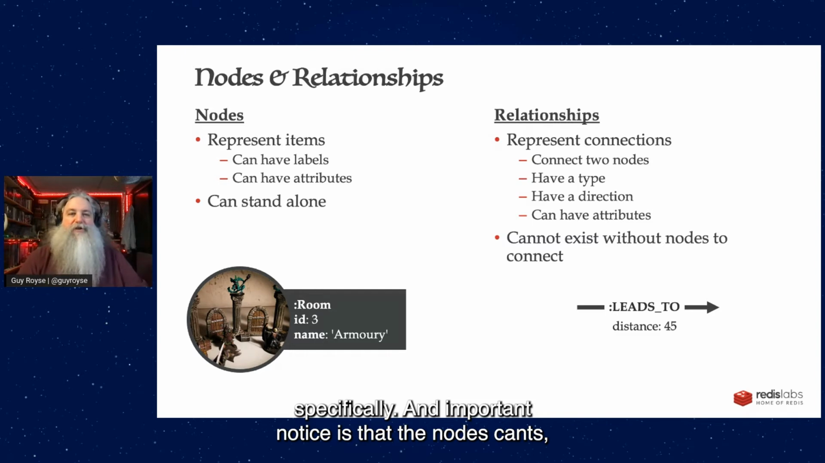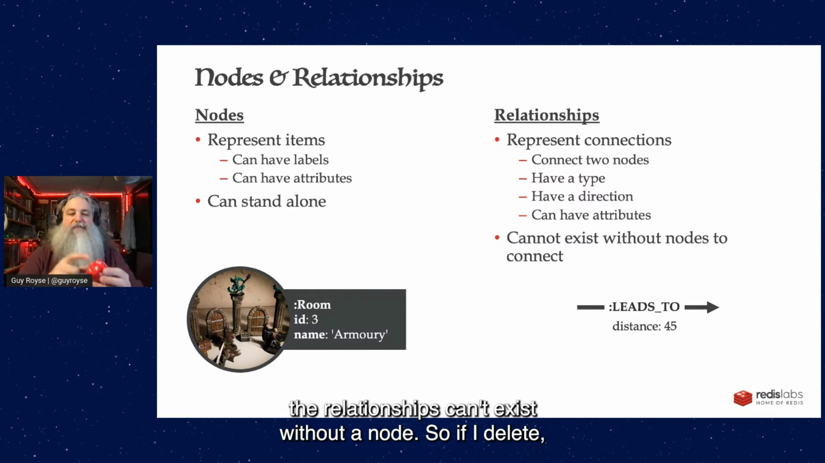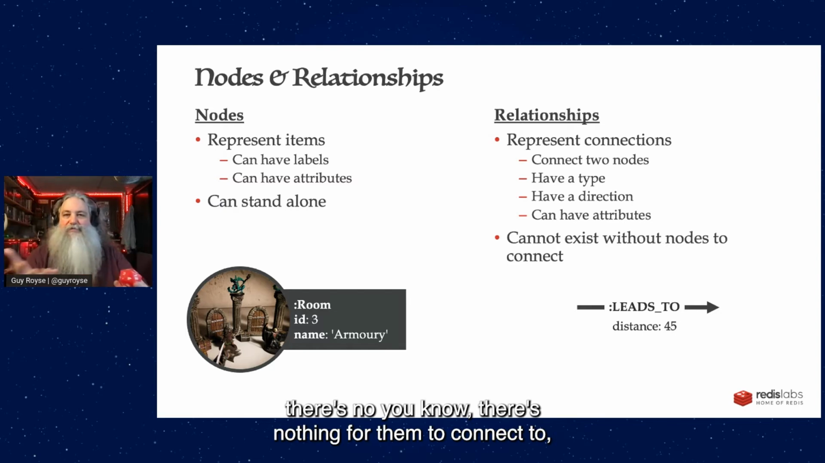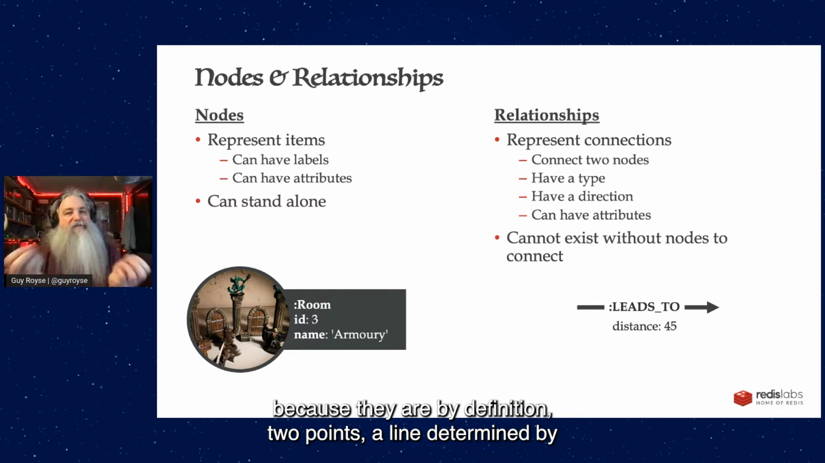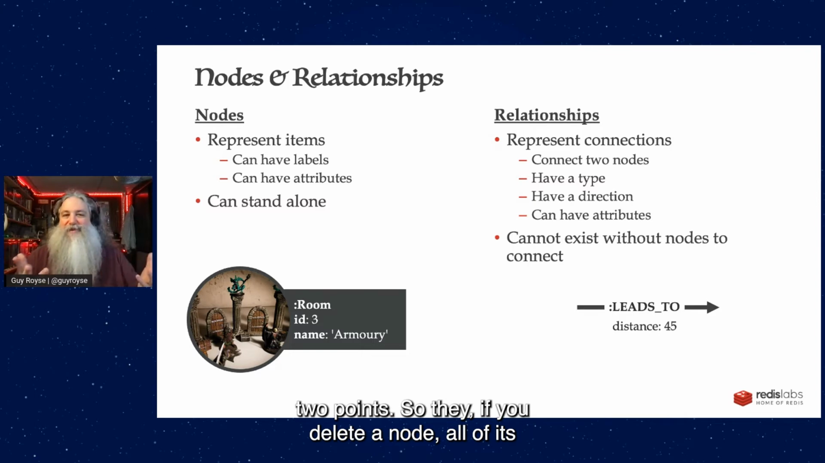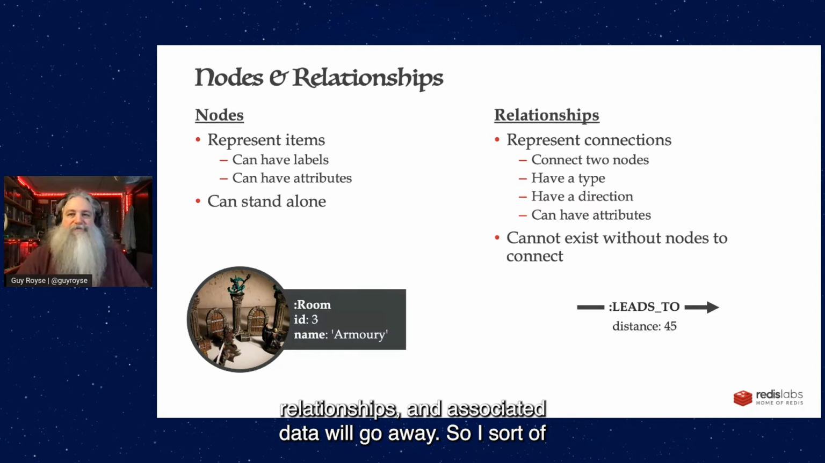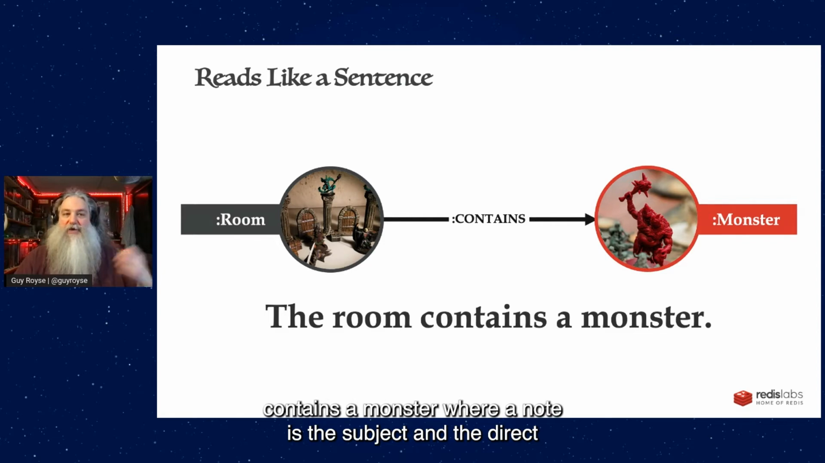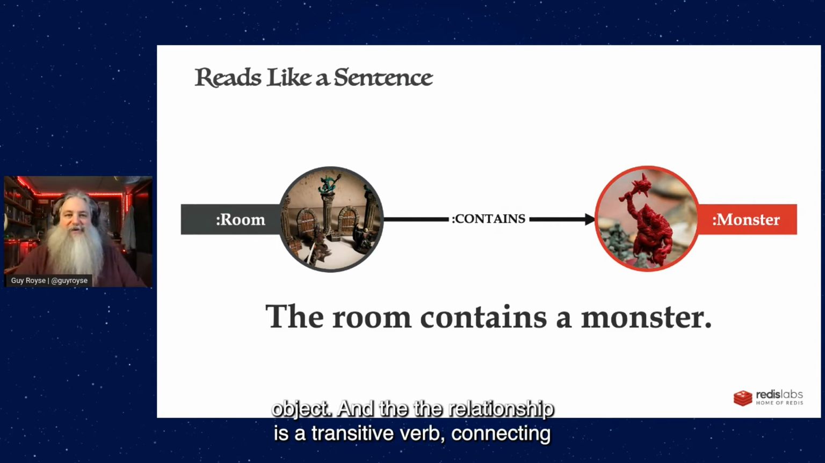And of important note is that the relationships can't exist without a node. So if I delete one of the nodes on this 20-sided die here, then there's nothing for them to connect to. The things that connect to them are gone because they are by definition a line determined by 2 points. So if you delete a node, all of its relationships and associated data will go away. So I sort of hinted at this, but they read like a sentence. The room contains the monster, where a node is the subject and the direct object, and the relationship is a transitive verb connecting them together.